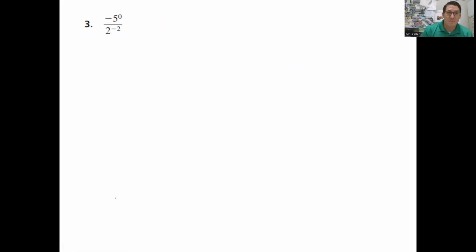Here's an example where we're going to combine both of them. So negative 5 to the 0 power. First thing I'm going to do is take care of that 0 power. That negative 5 is going to become 1. And then I have 2 to the negative 2. The fraction flips, so the 2 goes to the top, and the exponent becomes positive, with 1 on the bottom. So it just flips the fraction. And then we could evaluate that even further, because we know 2 squared is 4. 4 over 1 is just 4. Easy.